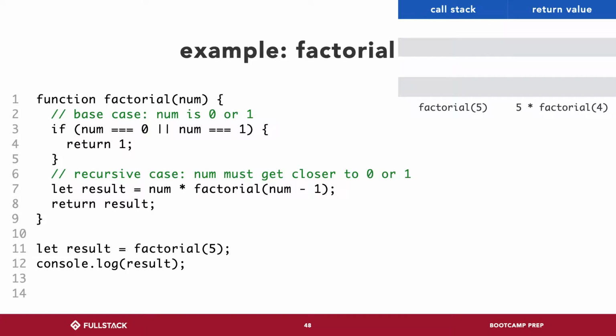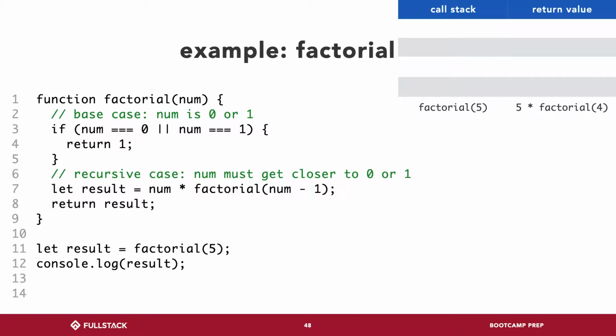So num is 5, right? Is num equal to 0 or 1? No, because it's 5. So we say let result inside of this function. Now we are declaring this variable result, and we're going to set it equal to 5 times factorial of 5 minus 1. So result will be equal to 5 times factorial of 4. Wait a second. It's 5 times a function invocation, so that is going to go on the call stack, right?